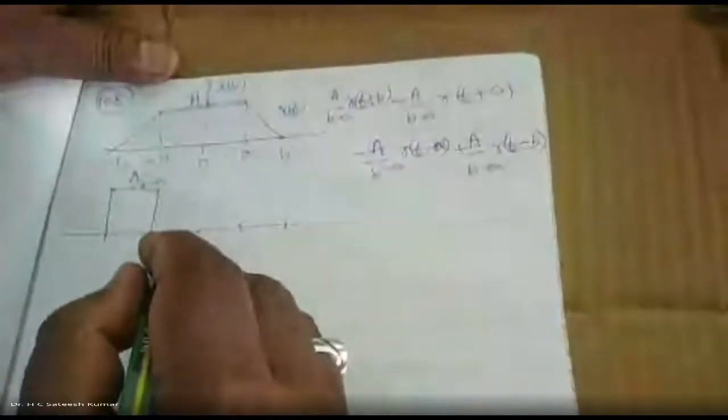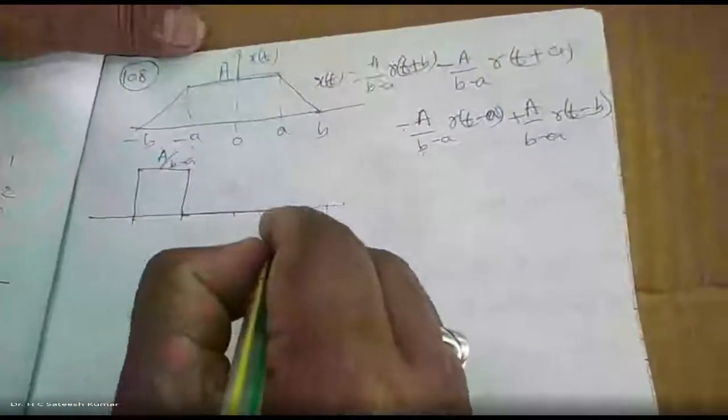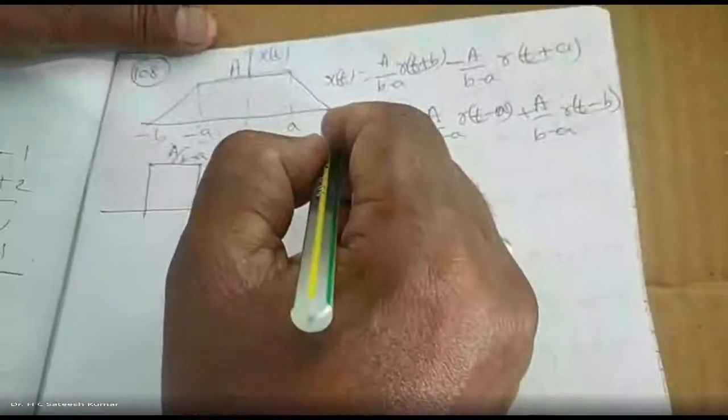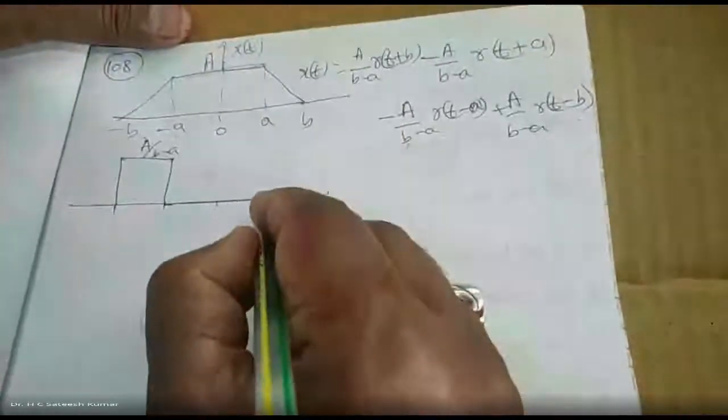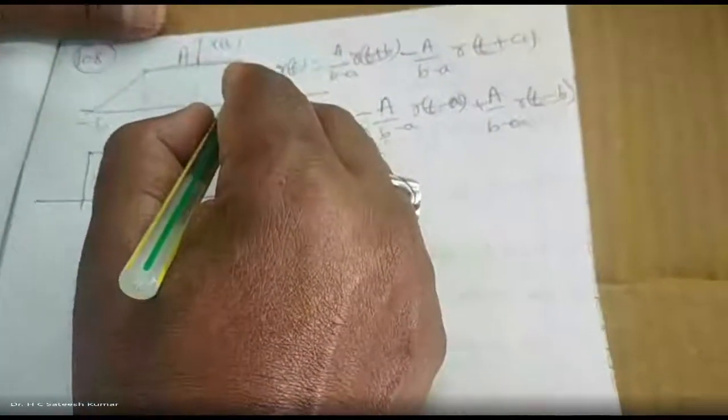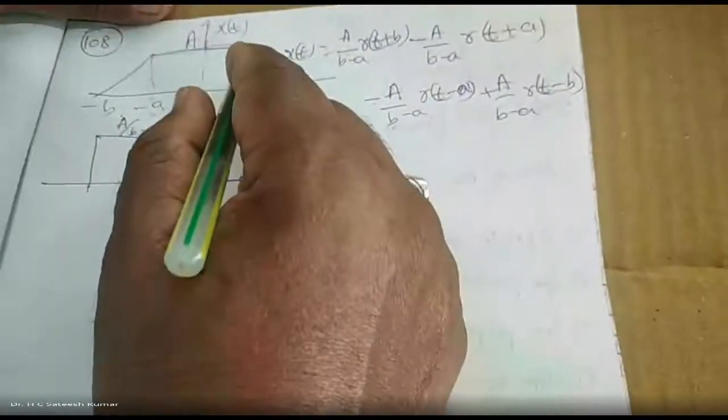And amplitude is whatever the amplitude is there, no? Amplitude is your slope, A divided by B minus A. Now, differentiation of constant is what? 0. Differentiation of this one, slope with the negative sign, is negative only. And differentiation of t is what? 1.